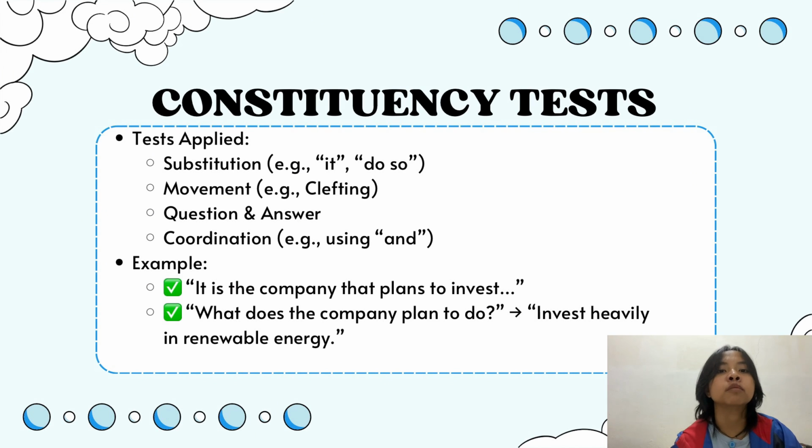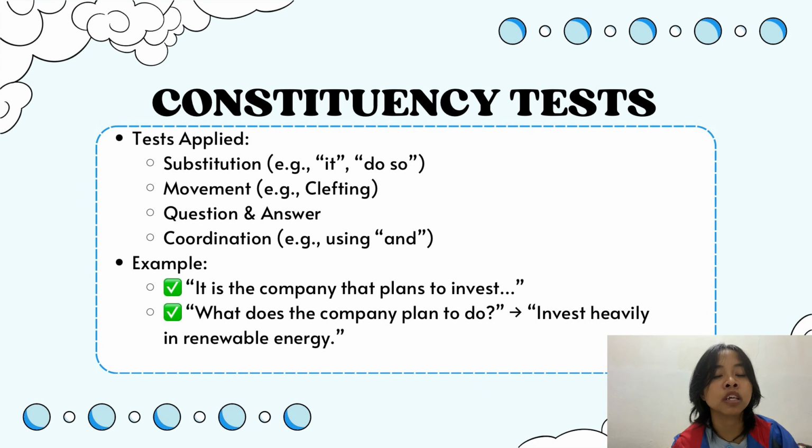The second one is movement test, or clefting. Test for NP: it is the company that plans to invest heavily in renewable energy. The test for PP: it is in renewable energy that the company plans to invest heavily. And the final test: "It is to invest heavily in that the company plans renewable energy."